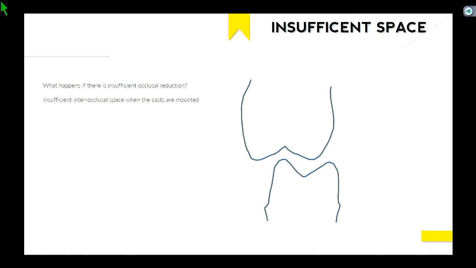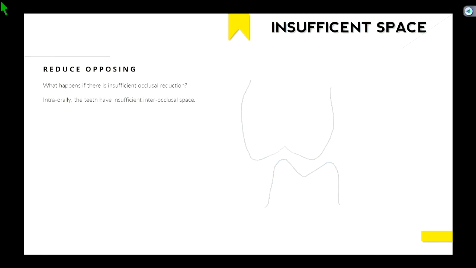So they'll call you and go, okay, you got insufficient space. One option is, hey, let me just grind on the opposing stone cast. And magically, we got space, right? So now they can go ahead and fabricate a crown. And then you're going to receive this crown, and then you're going to put it on the tooth. But when you put it on the tooth, you also have to reduce the opposing tooth to make it match the amount that the lab technician did. If you reduce the opposing tooth, then you can seat this crown appropriately, right?